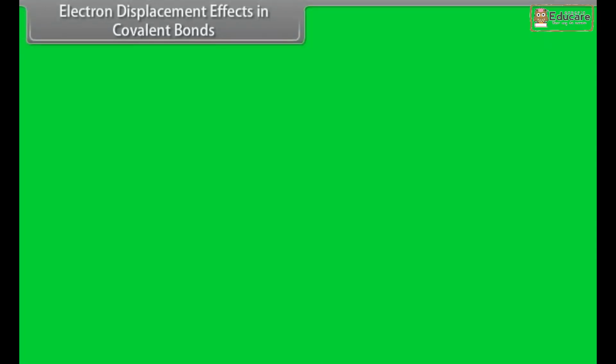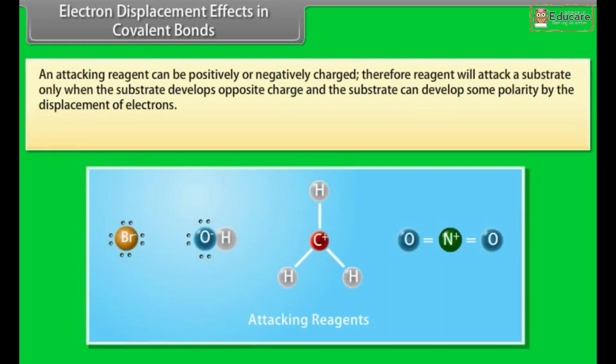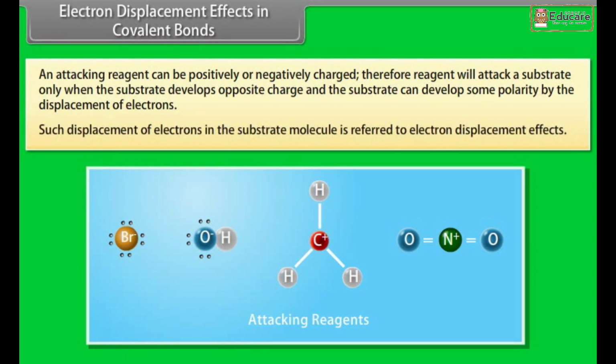Electron displacement effects in covalent bonds. An attacking reagent can be positively or negatively charged. Therefore, reagent will attack a substrate only when the substrate develops an opposite charge and the substrate can develop some polarity by the displacement of electrons. Such displacement of electrons in the substrate molecule is referred to electron displacement effect.